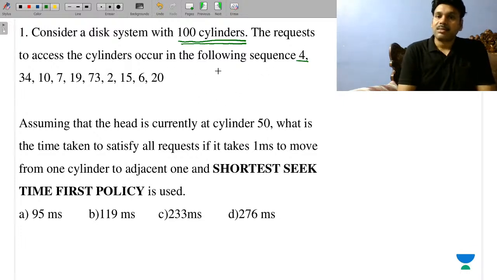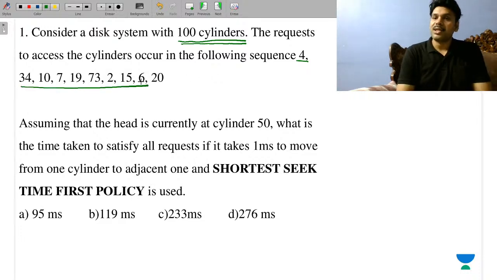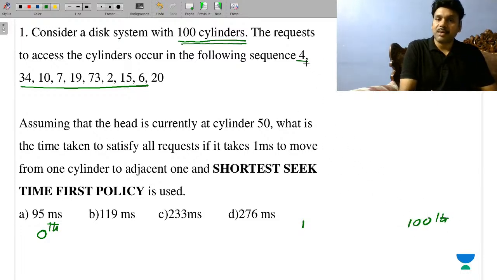The following cylinders are given with the requests, and there are 100 cylinders. You start from the 0th cylinder and it goes to the 100th cylinder. Between them, many requests have come. I am keeping them in proper order.